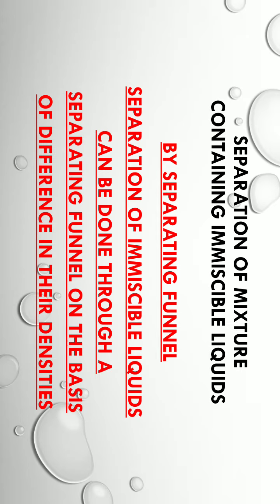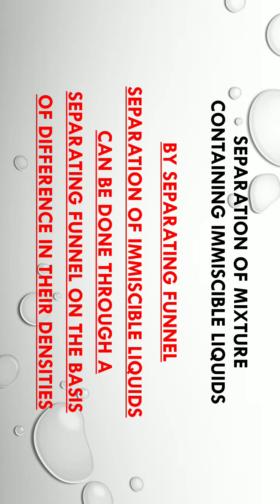Yesterday we discussed the method for separation of miscible liquids by fractional distillation. Now today we will discuss how to separate a mixture containing two or more immiscible liquids. That is done by a special instrument, the separating funnel. Separation of immiscible liquids can be done through a separating funnel on the basis of difference in their densities.